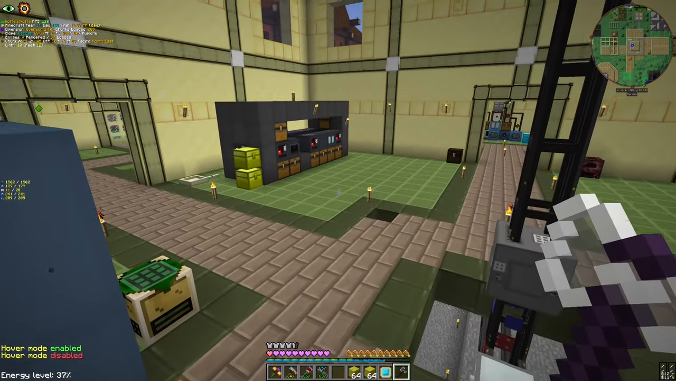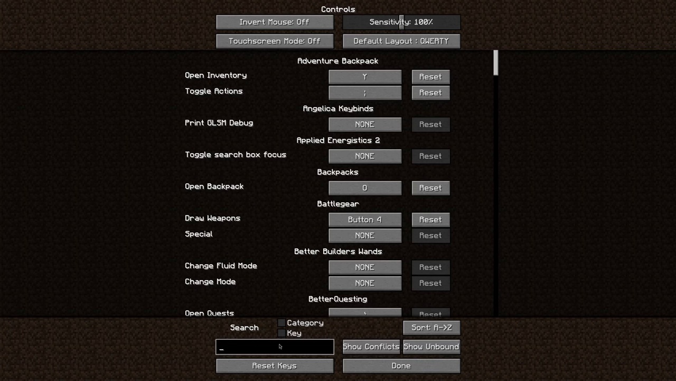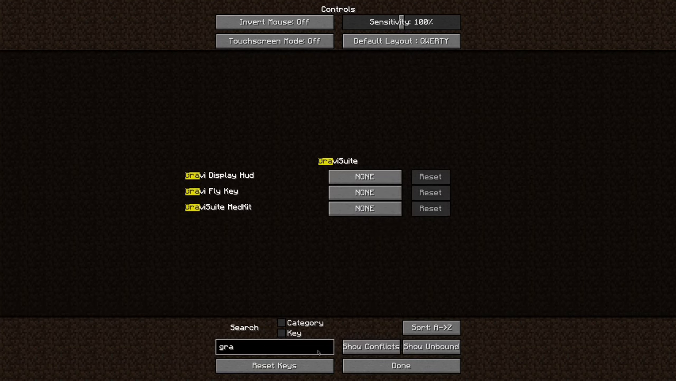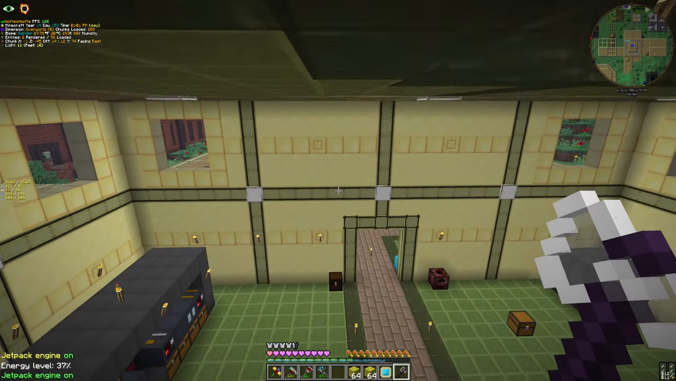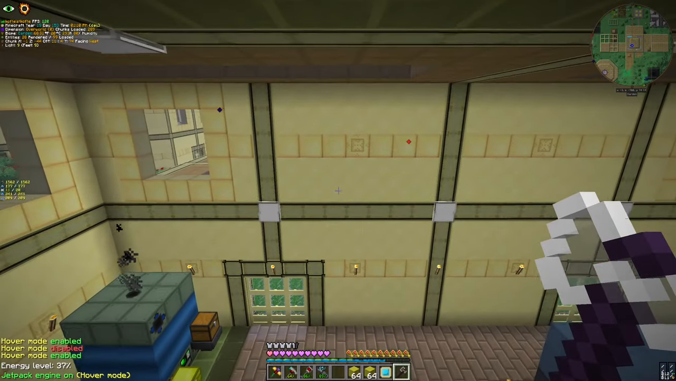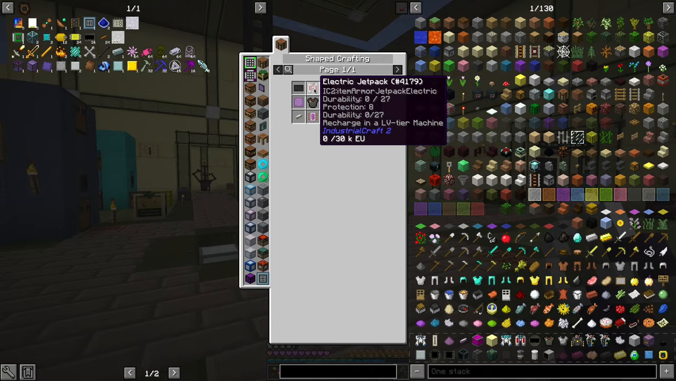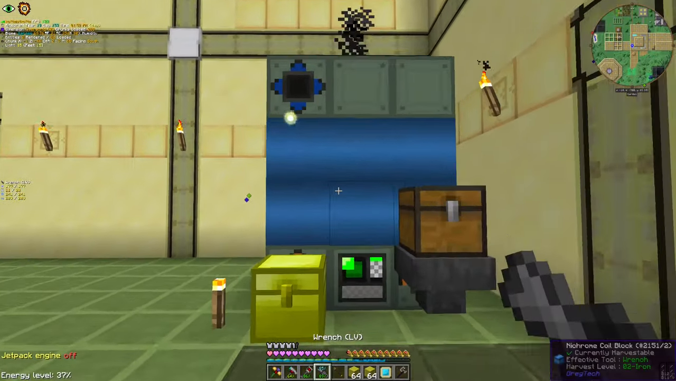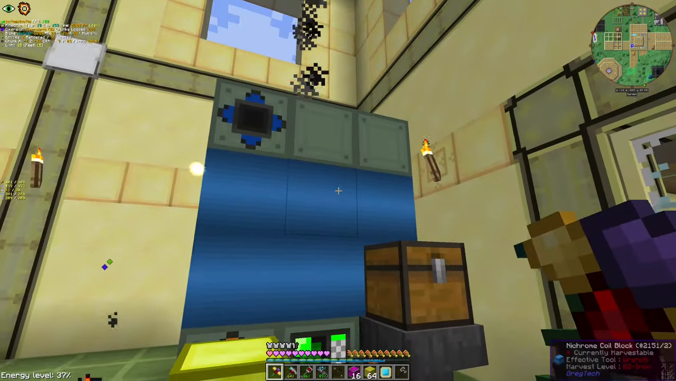Hover mode enabled, hover mode disabled. And I need to activate you, right? So, controls. Gravify key, and you would be C. Yeah, jetpack on. Yep. And I can easily get into the power mode and disable it. And disable the jetpack. Woohoo! It also has really nice protection. It's the same. And now I'm holding this guy, and this guy.